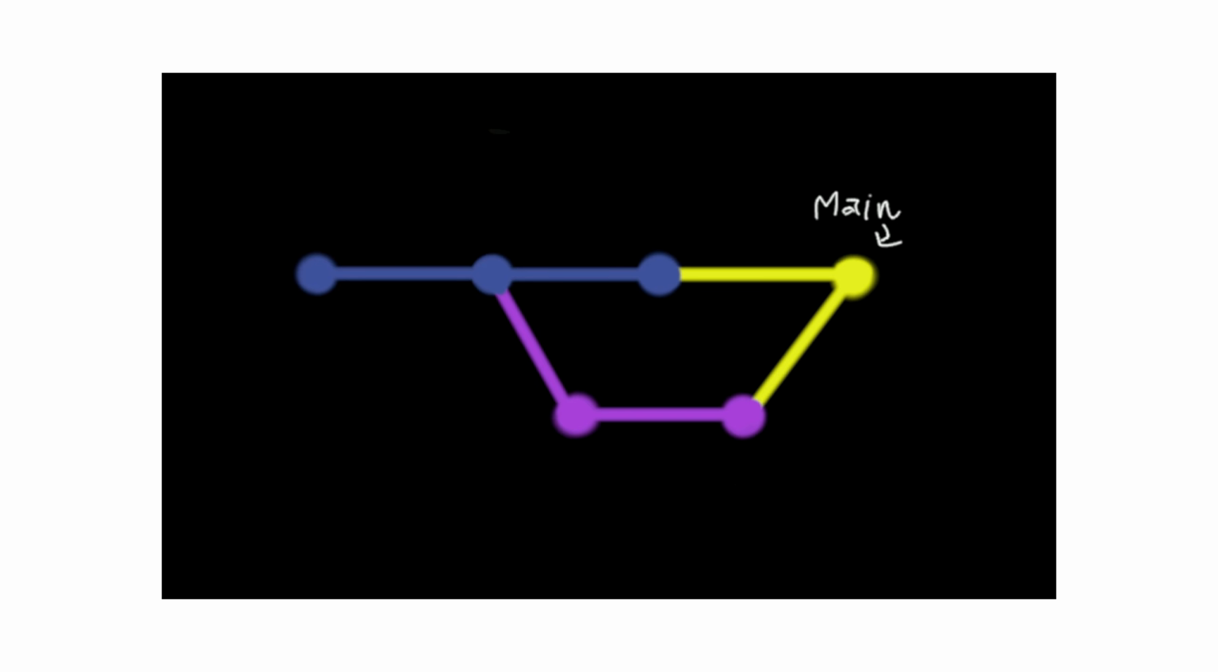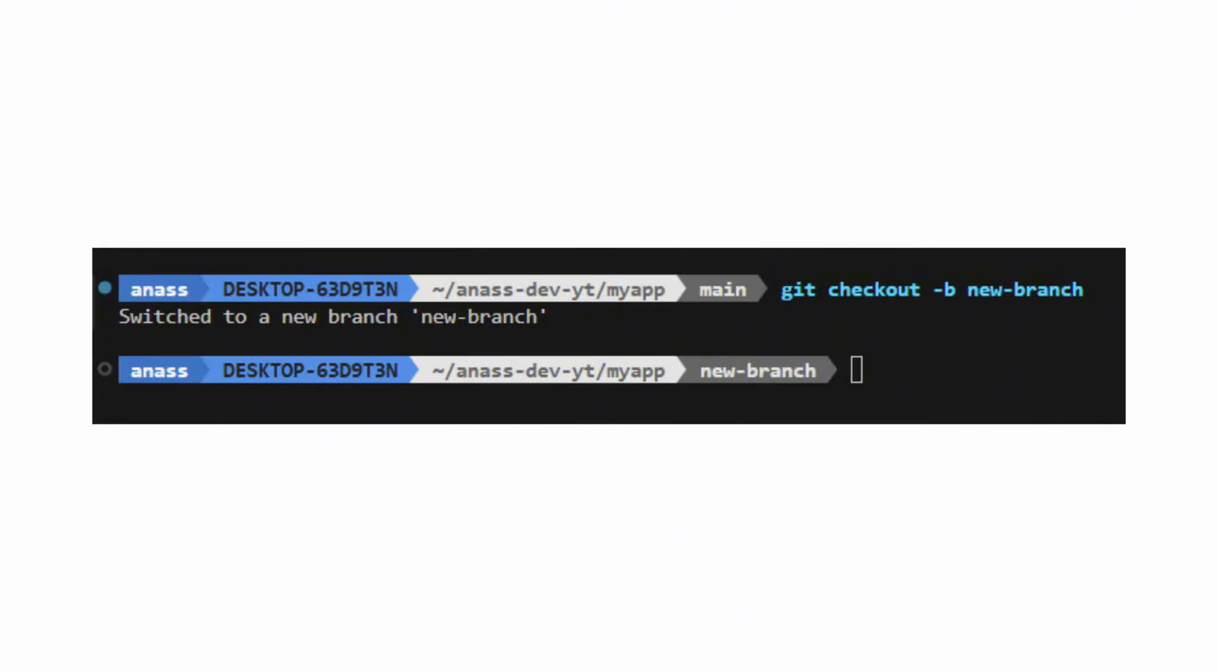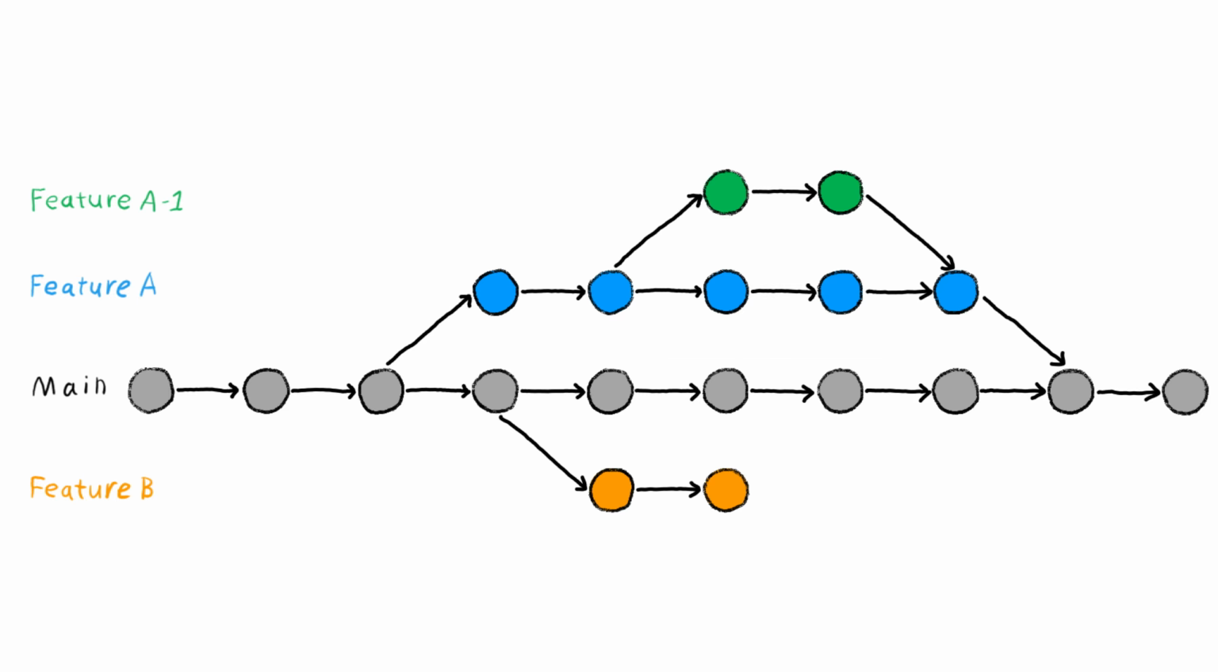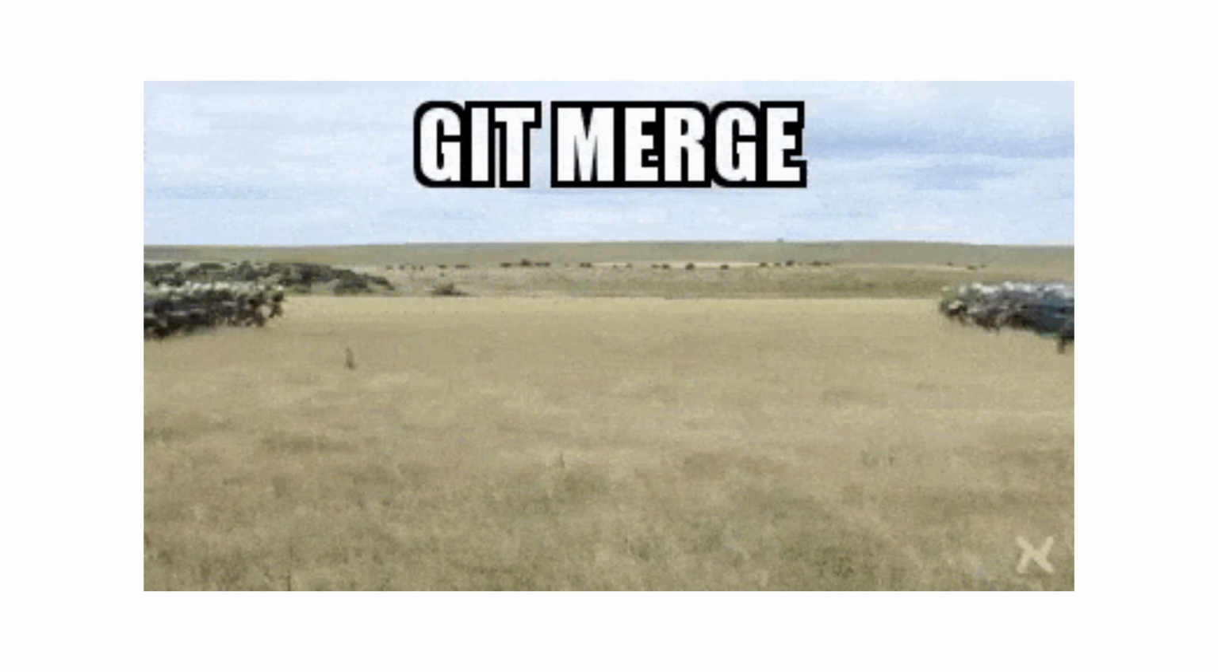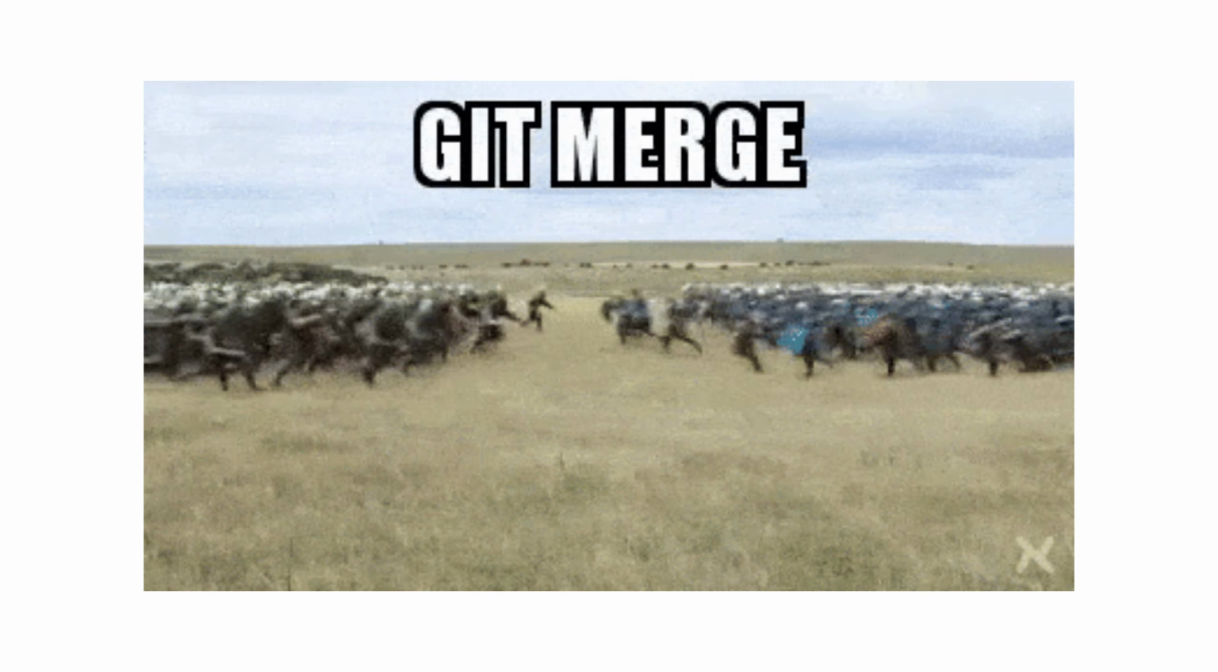Instead of working directly on main, you create a branch, a separate line of development. You do your work there. Main stays completely clean the whole time. Bug comes in, switch back to main, create a hotfix branch, fix it, merge it, ship it. Then come back to your feature branch exactly where you left it. Nothing lost. And when your feature is done, you use git merge to bring it back to main.